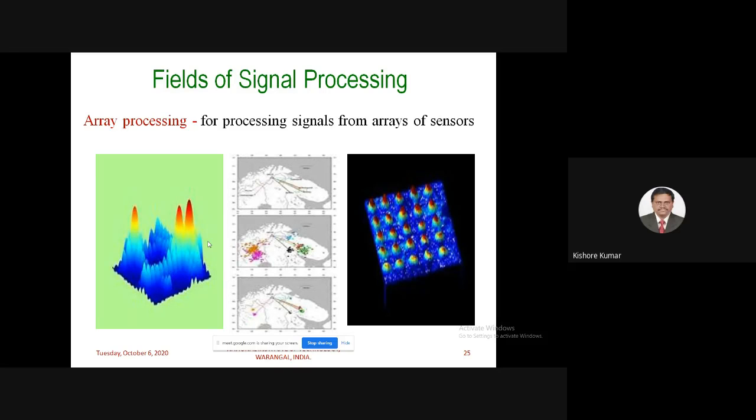We did one project with DRDO Chandipur, where we keep different types of sensors and try to find out the acoustic sound from the opponent side. From this sound we try to find out, when the opponent people are firing, from which direction it is coming. We find that out, and based on that we take action. So that is array processing.